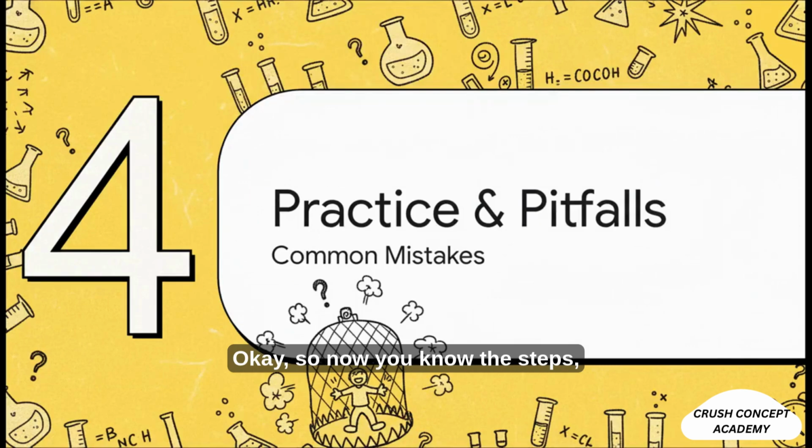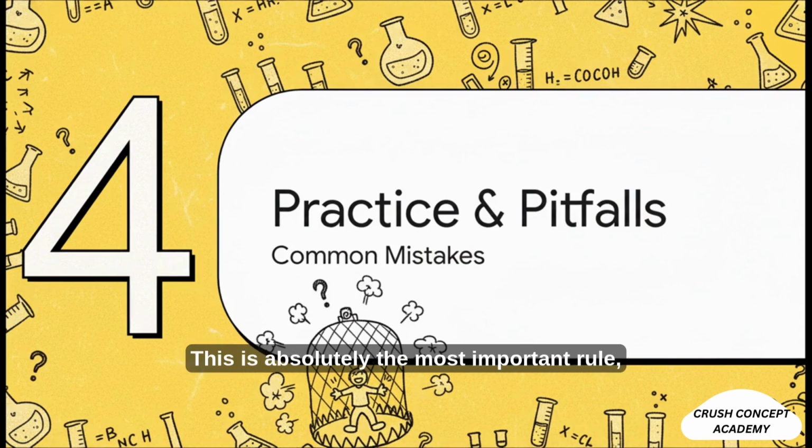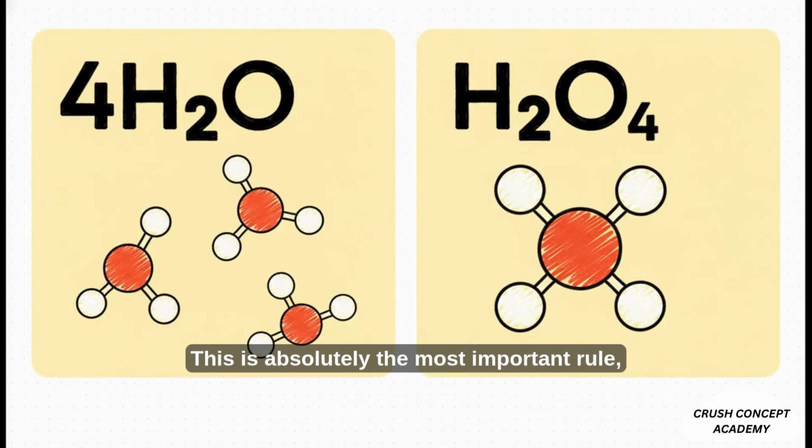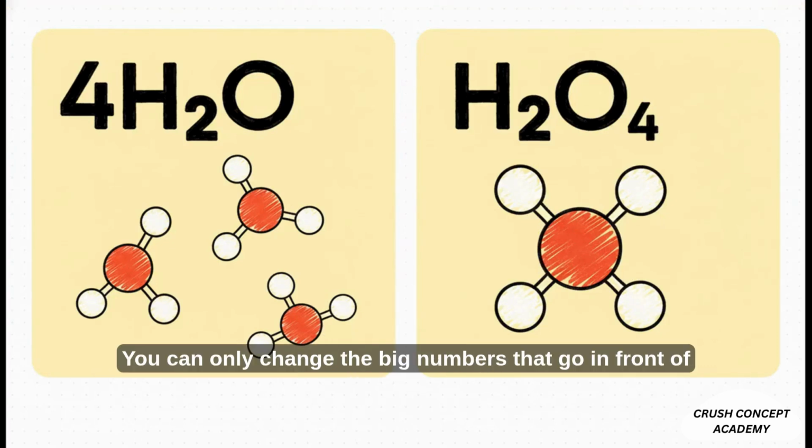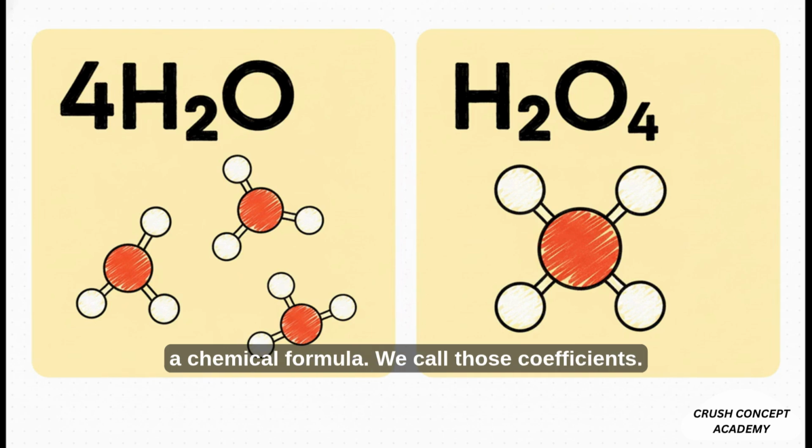Okay, so now you know the steps, but let's talk about the number 1 most common mistake that students make. Seriously, if you can avoid this one trap, you'll be ahead of the game. This is absolutely the most important rule, so listen up. You can only change the big numbers that go in front of a chemical formula. We call those coefficients. They tell you how many molecules you have.